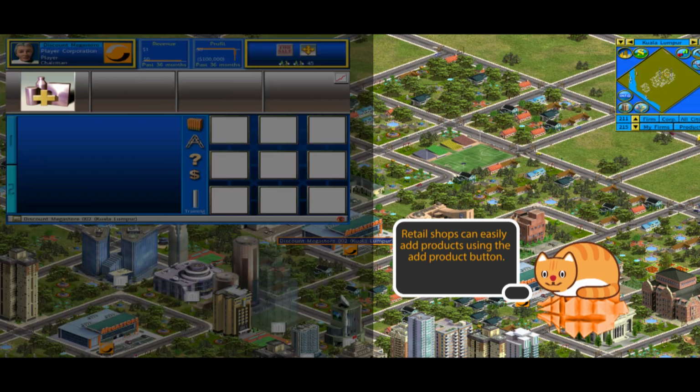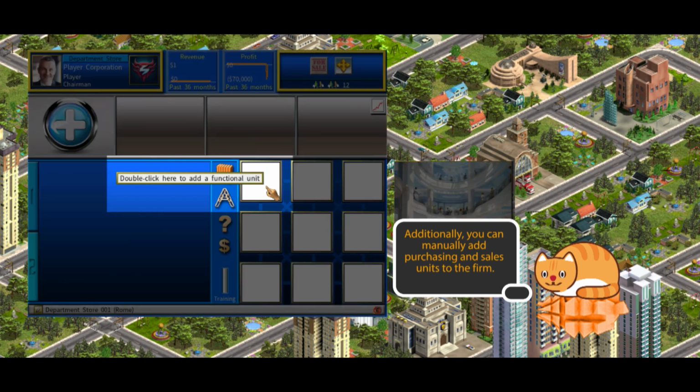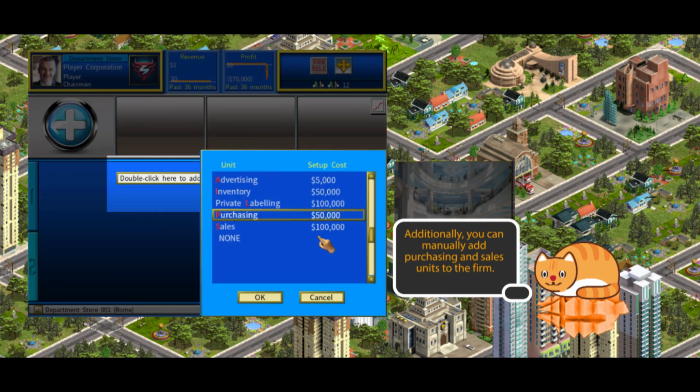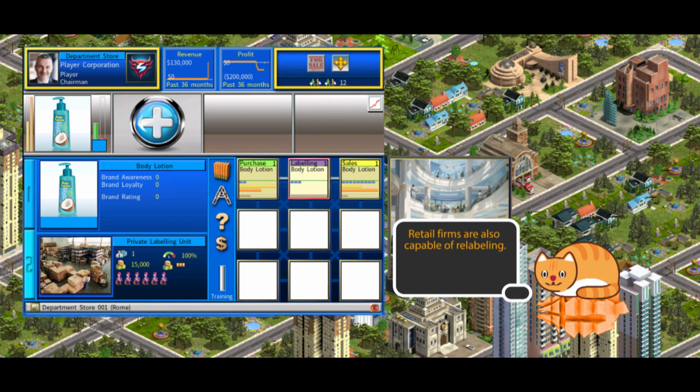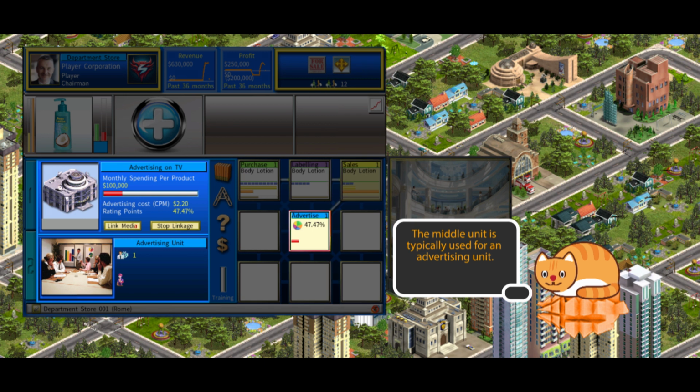Retail shops can easily add products using the Add Product button. Additionally, you can manually add purchasing and sales units to the firm. Retail firms are also capable of relabeling. The middle unit is typically used for an advertising unit.